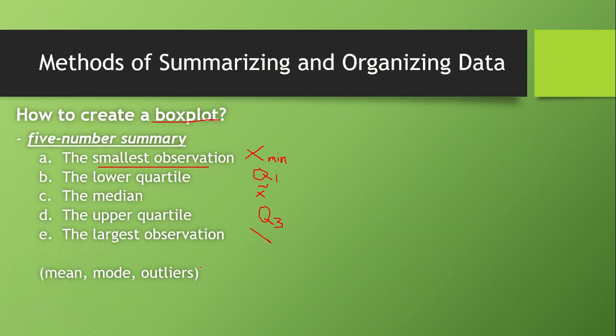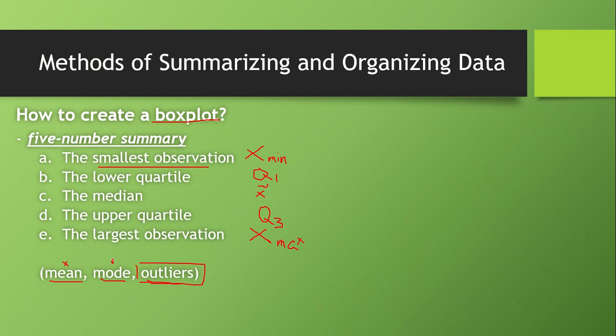Okay, that's x max, uppercase X max. Then we can also use the mean, the mode, and the outliers. There would be times when outliers occur. Later on we will define what an outlier is. Now, the mean will be an x mark in our box plot.